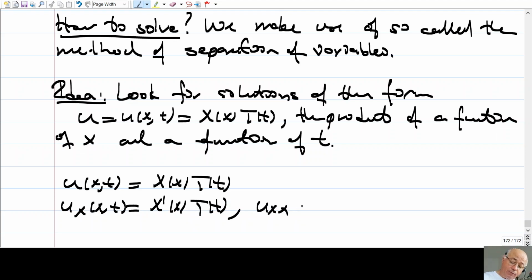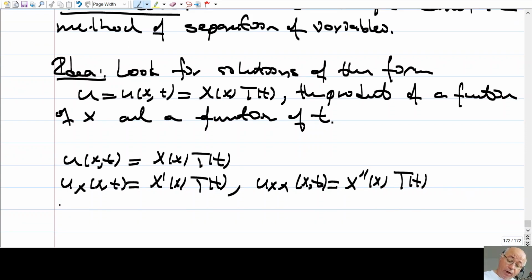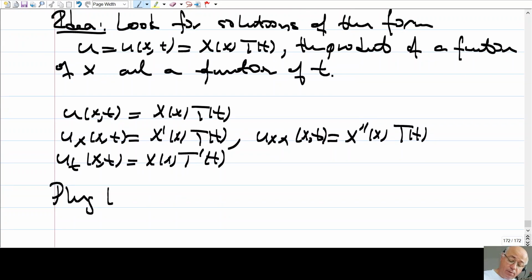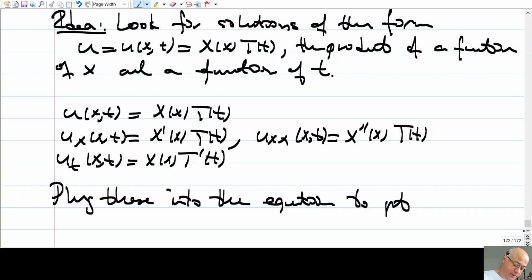What about the second derivative? Well, I'll do this one more time. I just take the derivative with respect to x, therefore I just get X double prime times T of t. What about the derivative with respect to t? Well, this time I'm taking the derivative with respect to t, therefore I regard x as if it's a constant. Therefore, this will be just X of x times T prime. Okay. Now, plug these into the equation to get, well, let's see what we get.